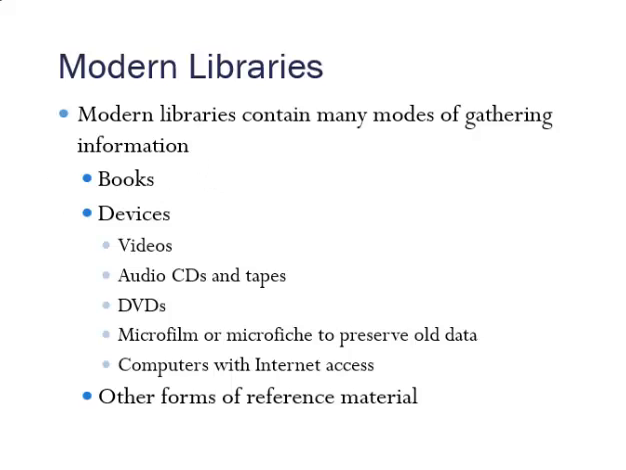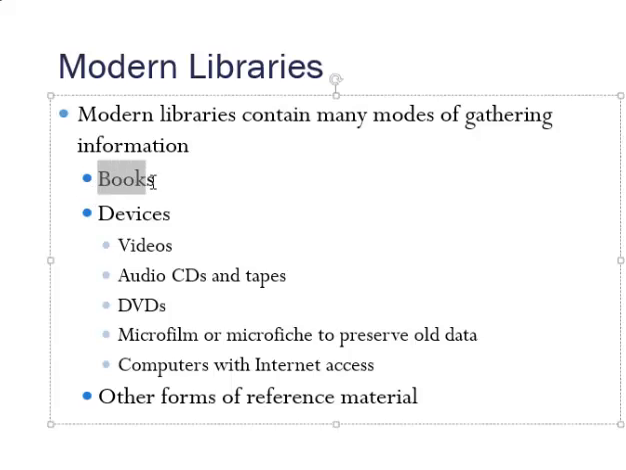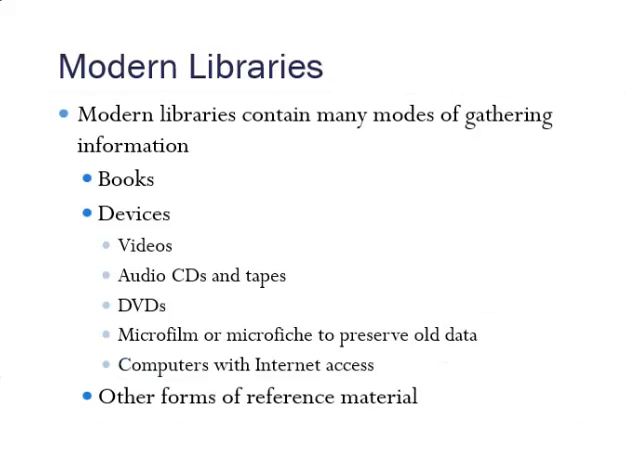Libraries, of course, contain many modes of gathering information. The traditional mode is books, but it also has devices such as videos, audio CDs, tapes, DVDs, microfilm or microfiche. Not as common as it used to be because today things can be stored electronically, but certainly they still have little areas where you can go to these old machines. It can look like things that look like camera film, which is called microfilm, and that has stored data on it. Computers with internet access, and of course other forms of reference material. Then of course you also have digital libraries, which are essentially like websites that have various materials on it.